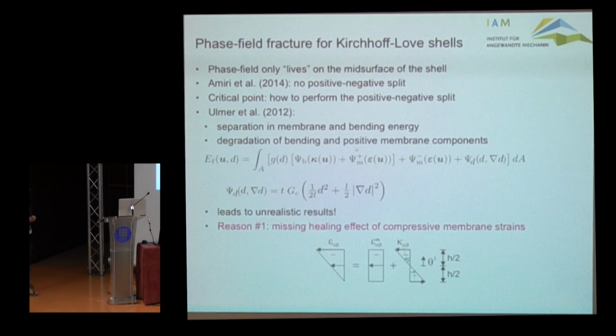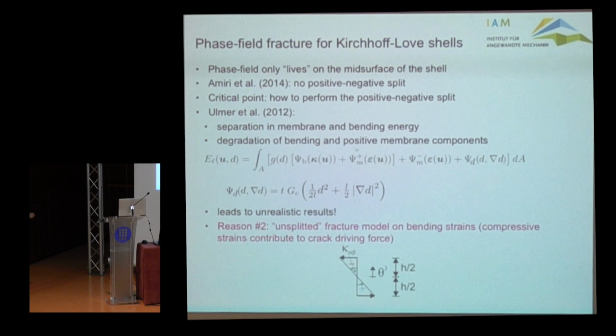Well, first of all, if you happen to have a combination of compressive membrane strains and bending strains, so that the compressive membrane strains are so large that they more than compensate the tensile strains due to the bending effect, then in the end you end up with a fully compressive state of strain. So in this situation, theoretically, you shouldn't have any fracture. And instead, with this approach, you do get fracture, because you're still degrading the entire bending energy.